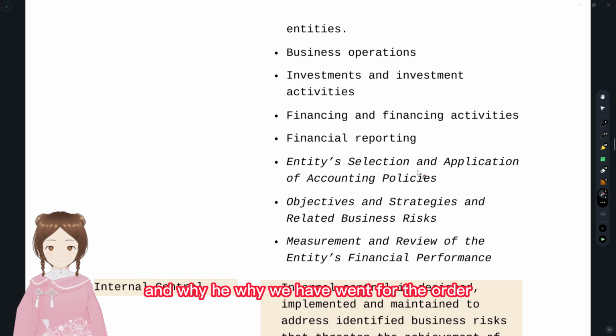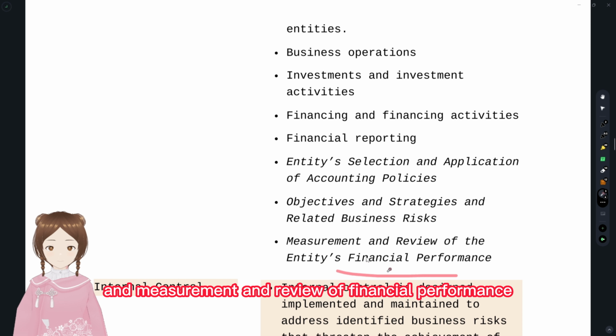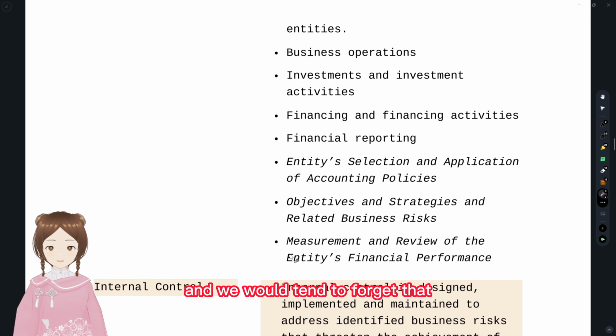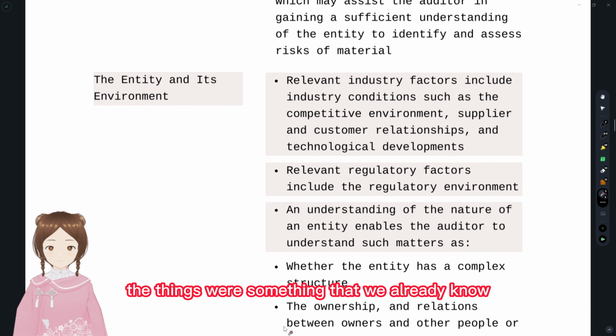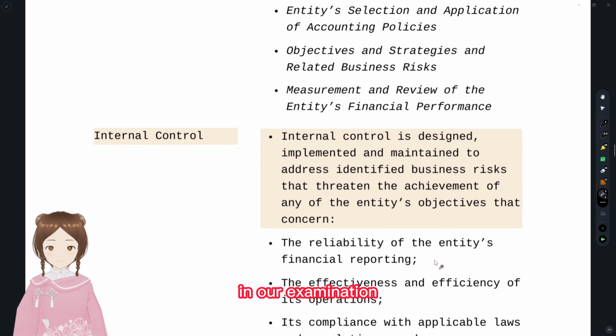Why did we go for the audit? We went to audit the financial statements. How was the financial statement prepared? It was prepared through accounting policies, and the entity has a business with its objectives, strategies, and risks, right? We also have to obtain an understanding of that, and of the measurement and review of financial performance. You need not remember these two, as we would tend to forget them, but all the above things are something that we already know. We could easily understand and replicate them in our examination.